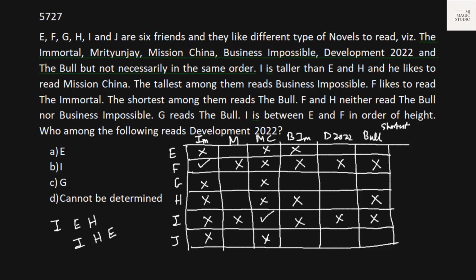Or Business Impossible. F is also not the tallest. H is not reading Business Impossible. That was clearly known to us. G reads the Bull. Okay, G is the shortest. Now we can see that for Business Impossible, one box is only empty. That means J is reading Business Impossible.